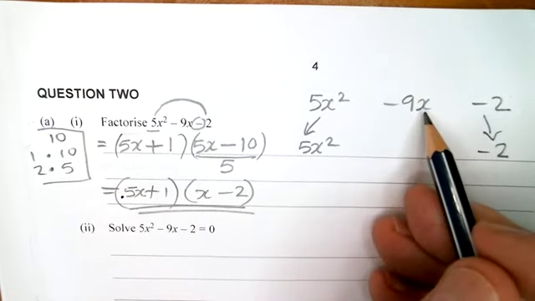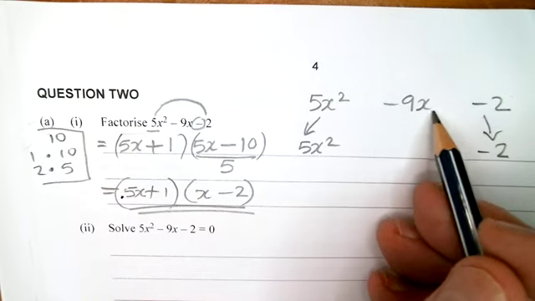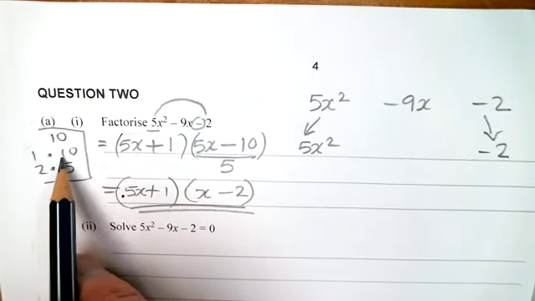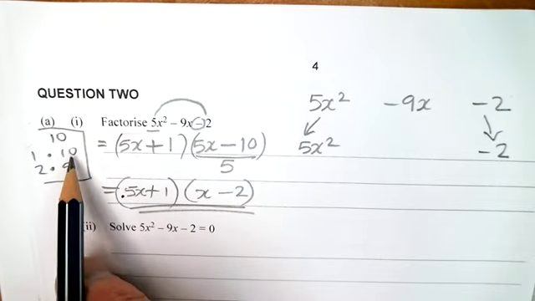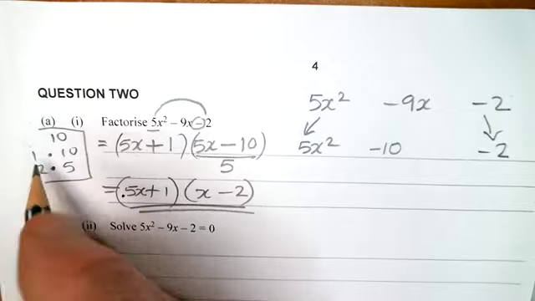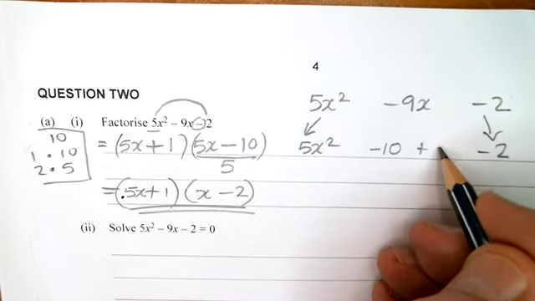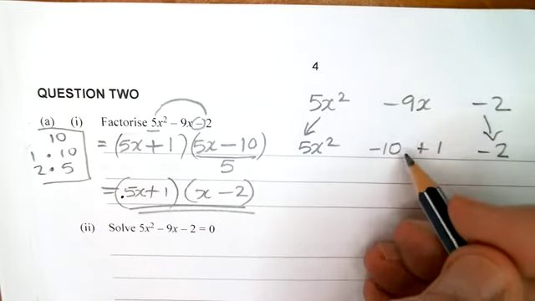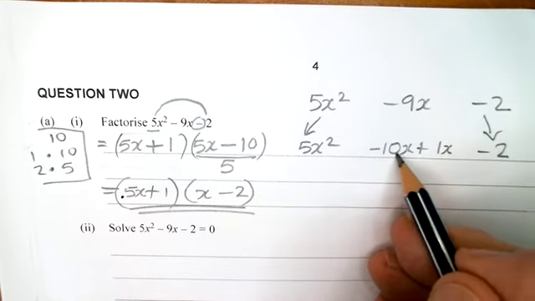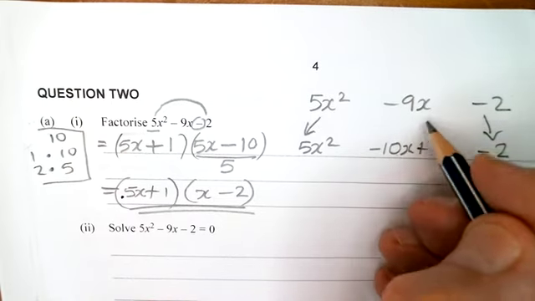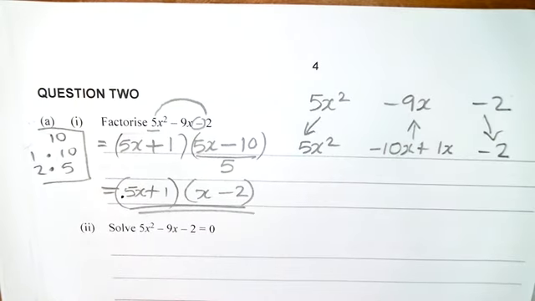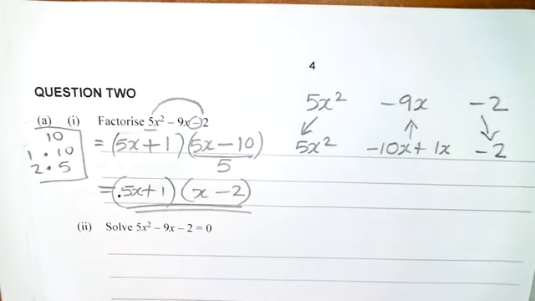Now, we need something that's going to add or subtract to negative 9. And we decided before it was 1 and 10. So what would that be? Well, the biggest one's going to have to be negative. It's going to have to be a negative 10. And it's going to be a positive 1. Yeah? So that's, of course, negative 10x, positive 1x, because negative 10x plus 1x is, of course, equal to negative 9x. So now we can go ahead and factorize.